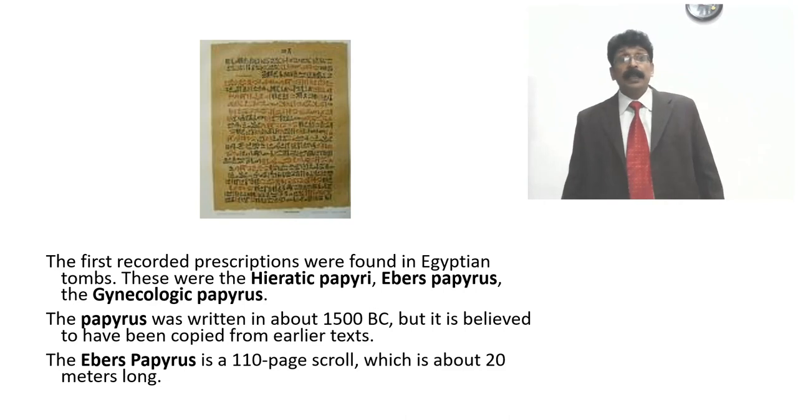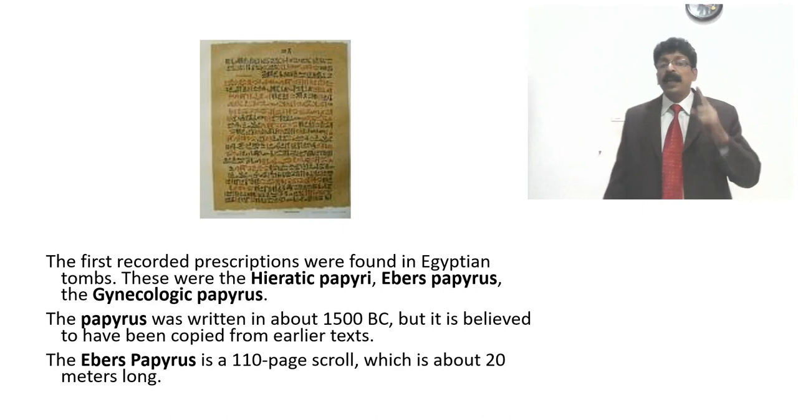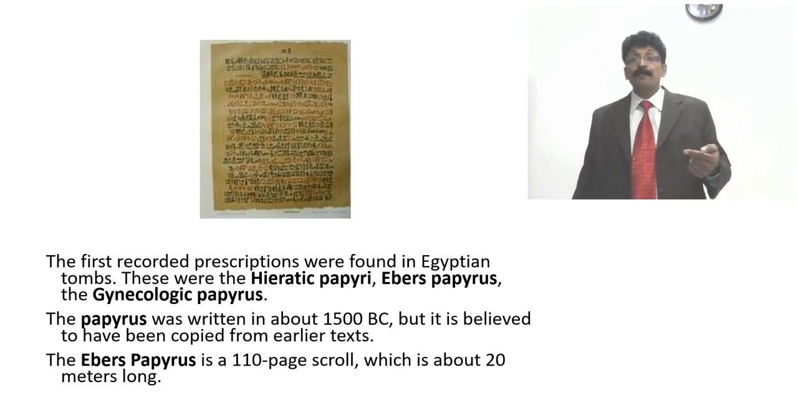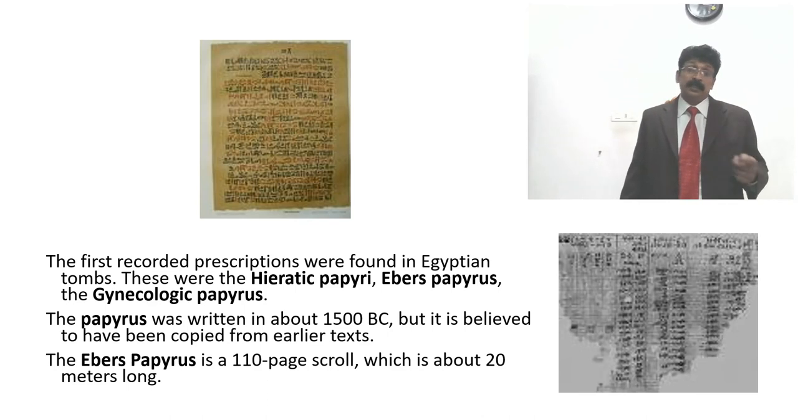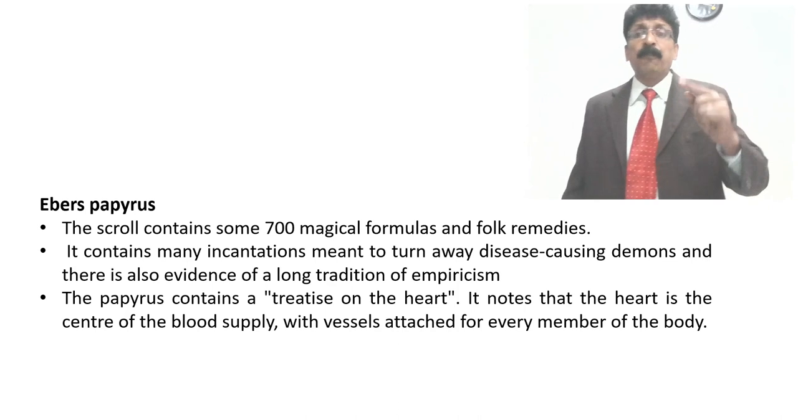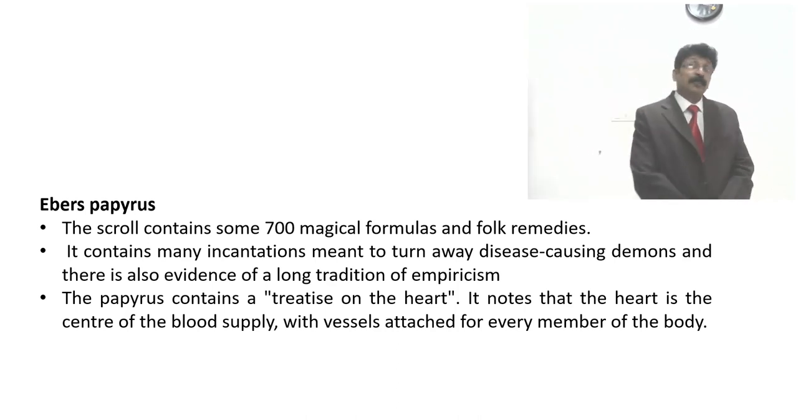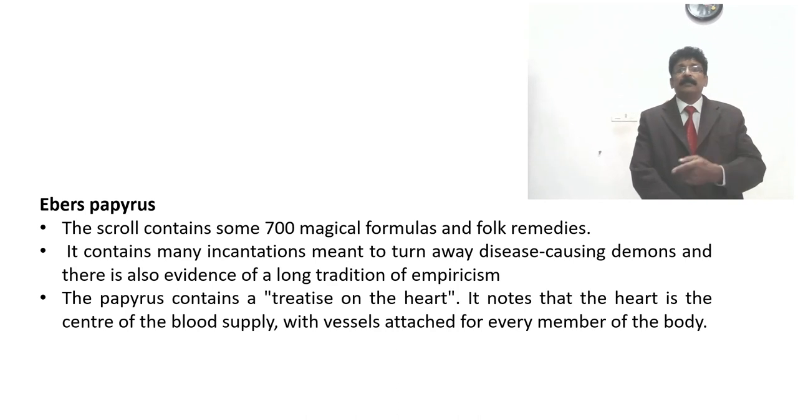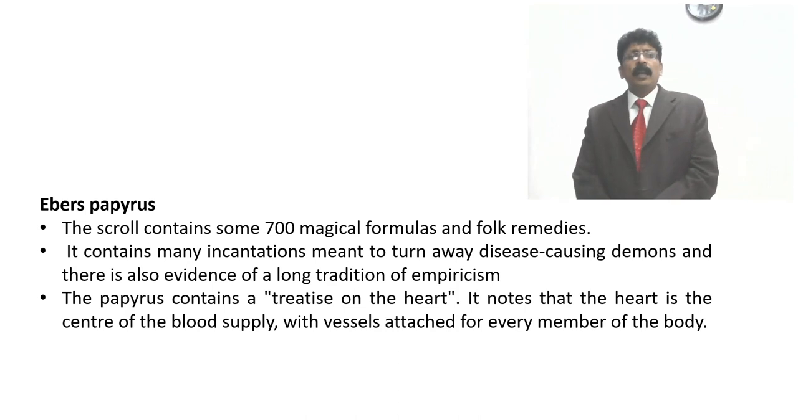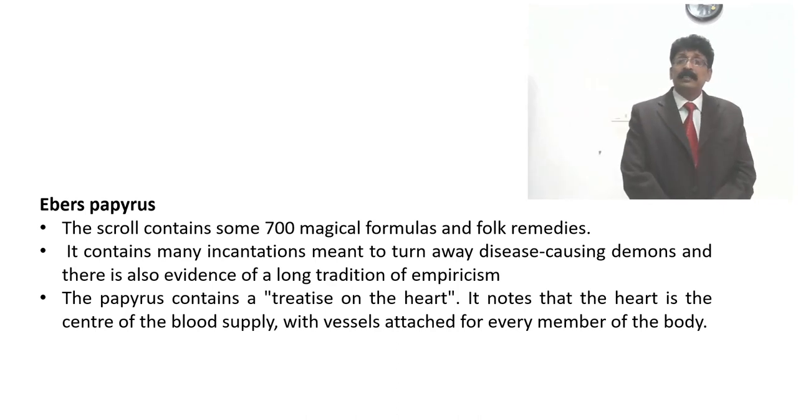The papyrus, that is the Ebers papyrus, is a 110-page scroll, which is 20 meters long. This is an example of the prescription, just a picture they have taken in the tomb. So what is this papyrus? The papyrus scroll contains 700 magical formulas and folk remedies that we know, that now we have changed into many remedies from the crude drugs which they used 3000 years back, 3000 BC, 3000 plus 2000, 5000 years back. It contains many incantations meant to turn away disease-causing demons, and there is also evidence of a long tradition of empiricism in the period 3000 years before Christ.